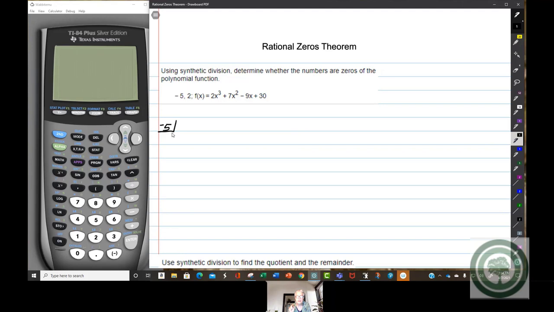Then, just like with matrices, remember way back to matrices, where you use the coefficients of the x's, that's what we're going to do now. So I am going to use a 2 from there, and then a 7, and then a negative 9, and then a 30. Don't worry, this is not a matrix.